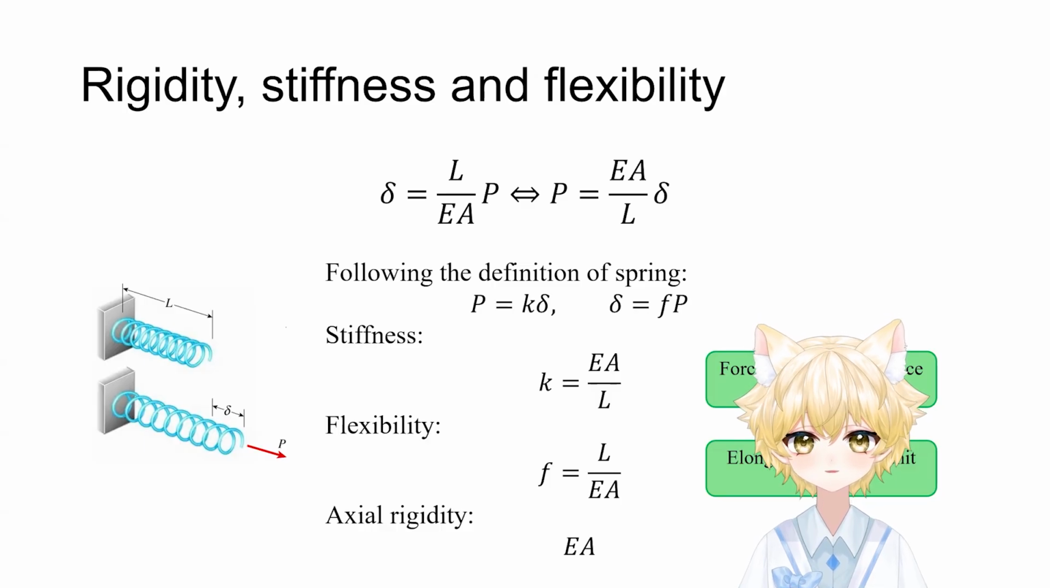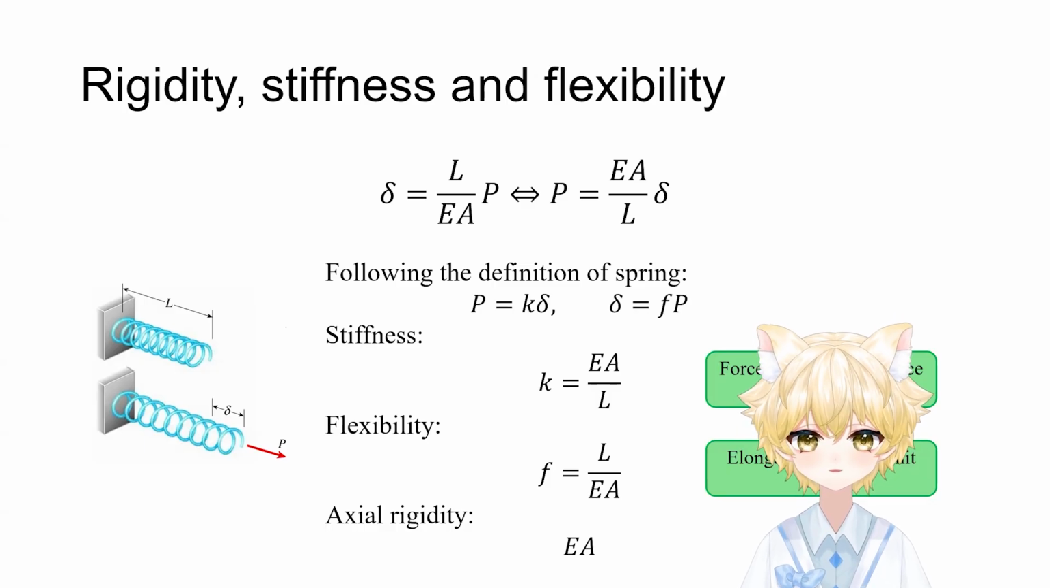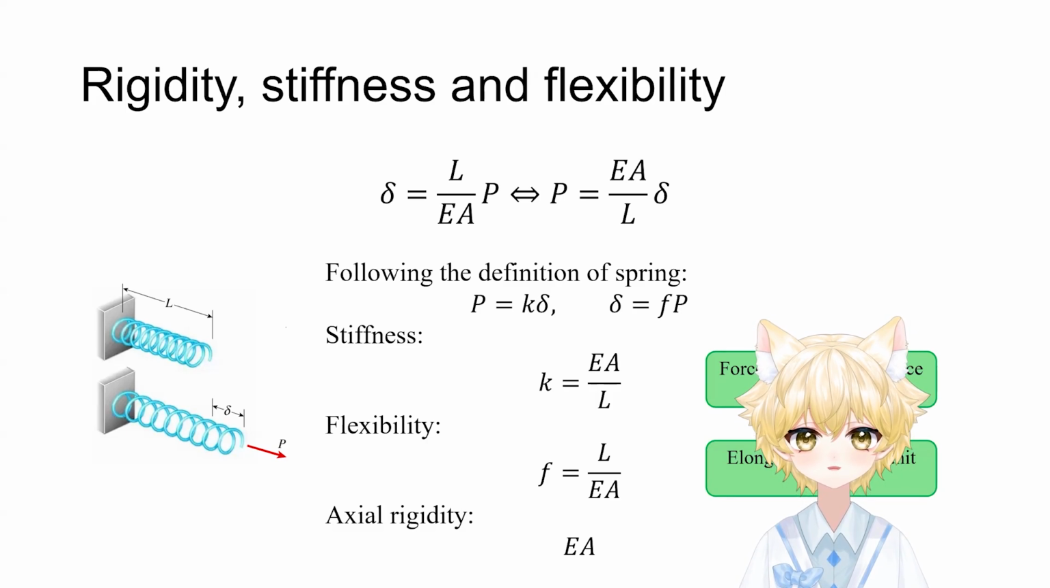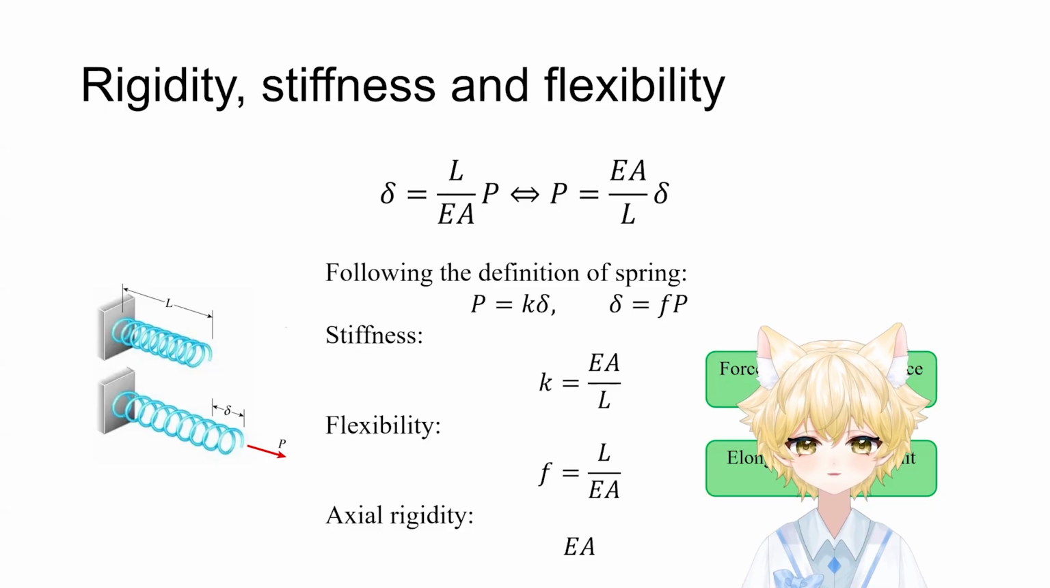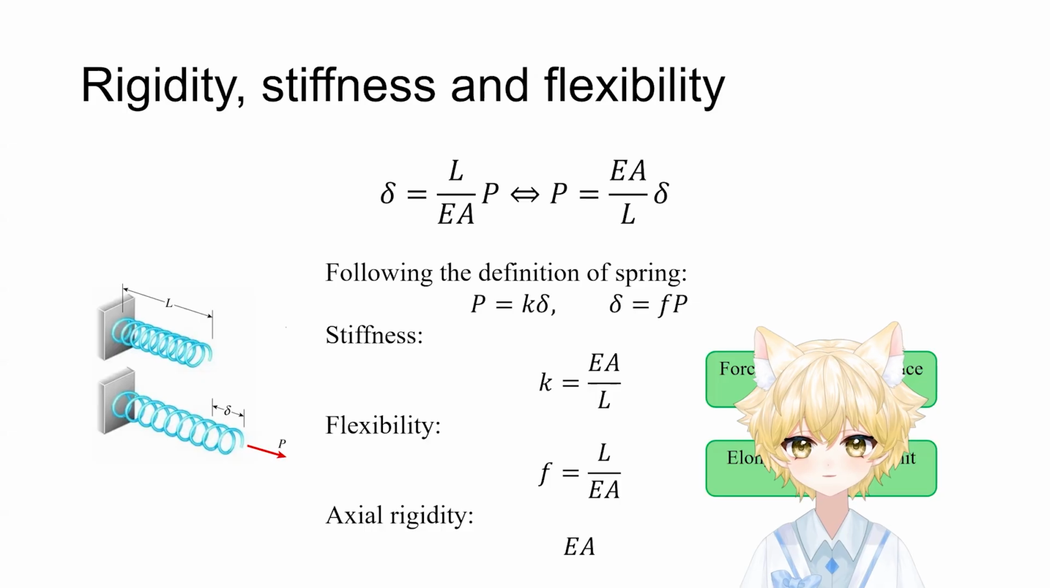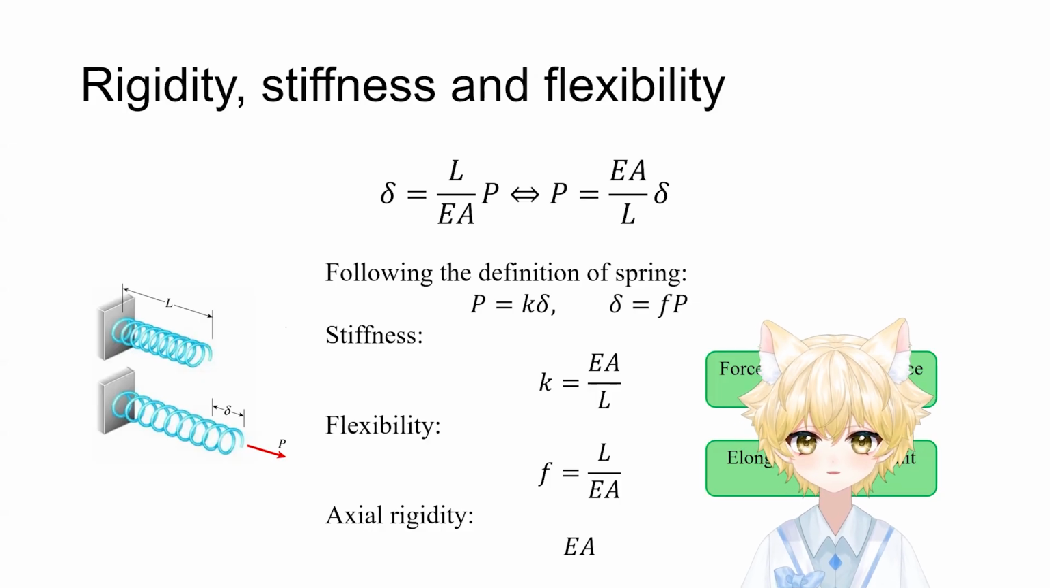Crucially, stiffness depends on length, right? A short bar is harder to stretch than a long one. So as length decreases, the stiffness increases. Second is the flexibility, denoted by small f, equals L over EA. This is simply the inverse of stiffness, right? It tells us the amount of elongation caused by unit load, right?